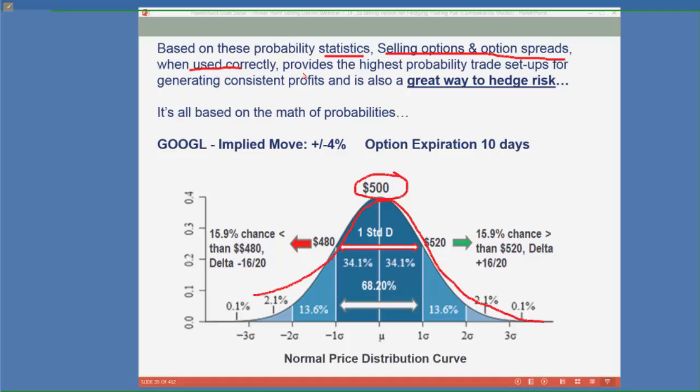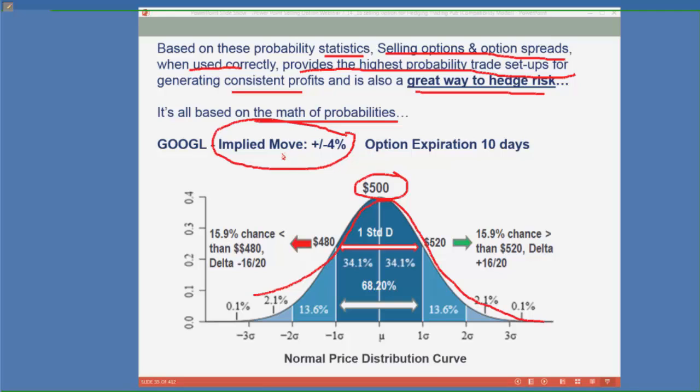So in this example, Google, the implied move, this is all information that's going to be given to you on your option platform. So it's not any mystery where this comes from. And we all have pretty much the same platform, so we're going to get the same information that these market makers are getting, right? Now, in this example, you've got 500 at the top of the bell curve. This is the at-the-money price. That's where all option pricing starts. That's where all supply-demand starts. So that's the first strike price that's determined.